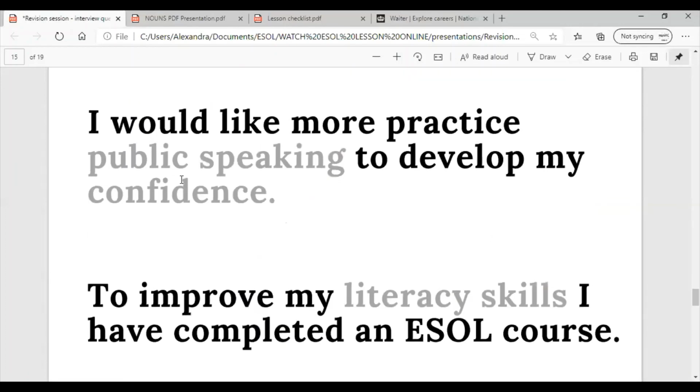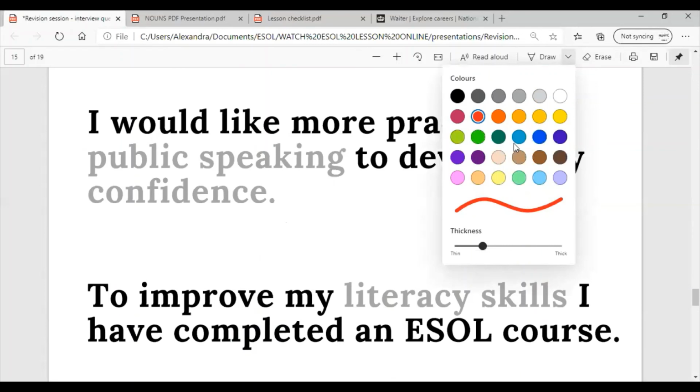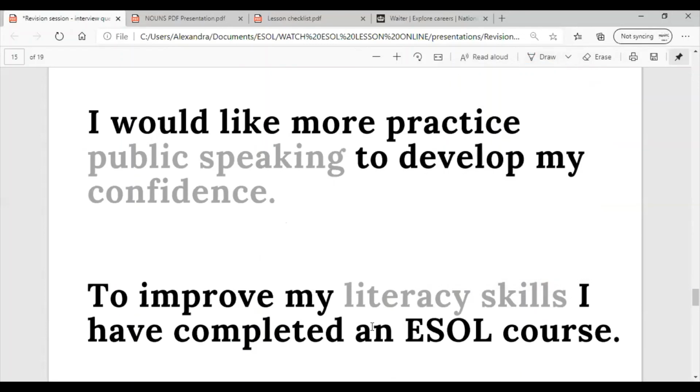Okay, so you could say something like, I would like more practice public speaking to develop my confidence. To improve my literacy skills, I've completed an ESOL course. So I think we'll look at the ESOL one, as that's the most relevant answer to take apart. So we're going to look for our nouns first. To improve my literacy skills, I have completed an ESOL course.